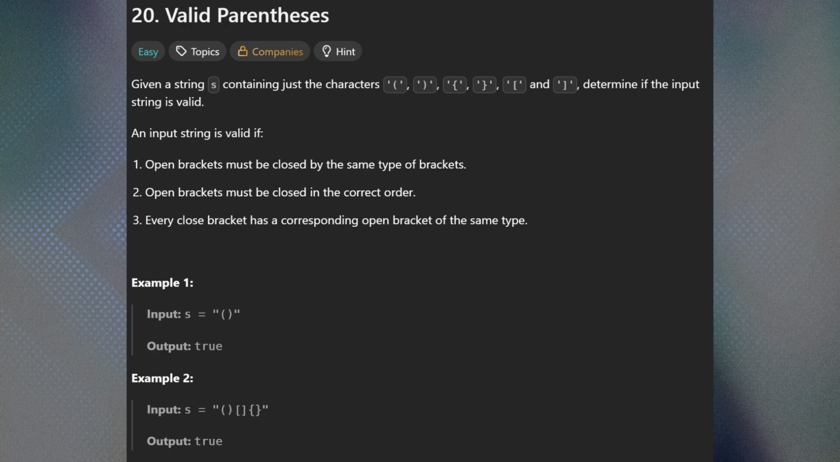Let's take a simple example. If the input is open bracket followed by close bracket, this is valid. If the input contains multiple correct pairs like round brackets, square brackets, and curly braces, and all are properly closed, then it is also valid. But if the order is incorrect, for example, opening a bracket and then closing a different type before closing the first one, then the string becomes invalid. So overall, we need to check both matching type and correct order of brackets. This is the core idea of the problem.